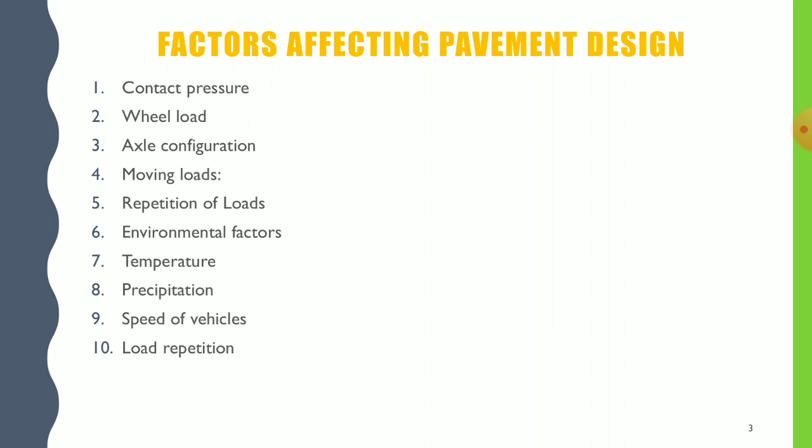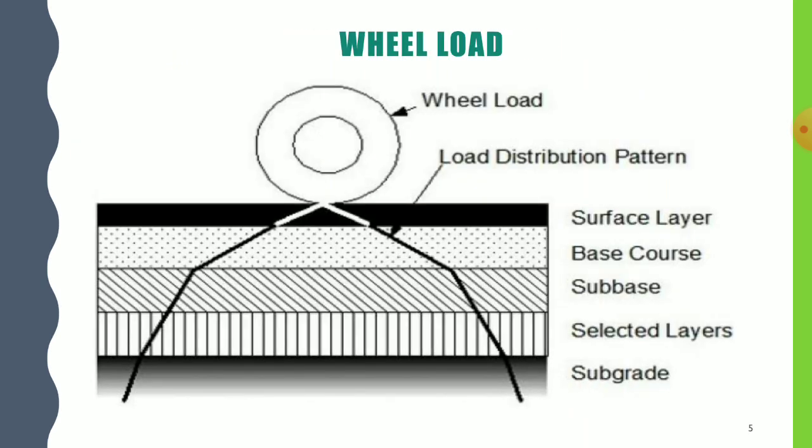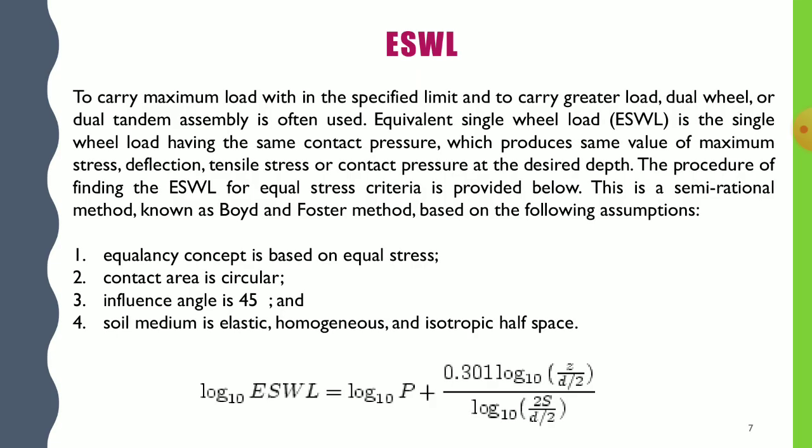So where the repetition of load is very high, we have to design the pavement likewise. So these were the factors which were affecting the pavement design. Now we are considering some problems. We have a standard axle load. I have said that single axle load is 80 kilonewton. So speed of vehicles, wheel load, axle configuration, load repetition are the factors which least affect, rather than the other factors like environmental.